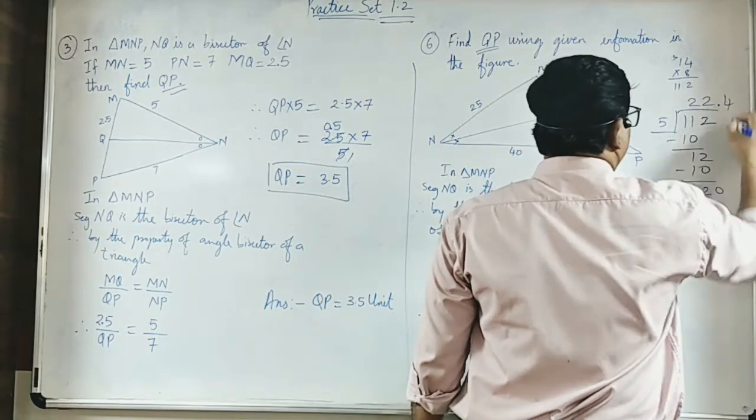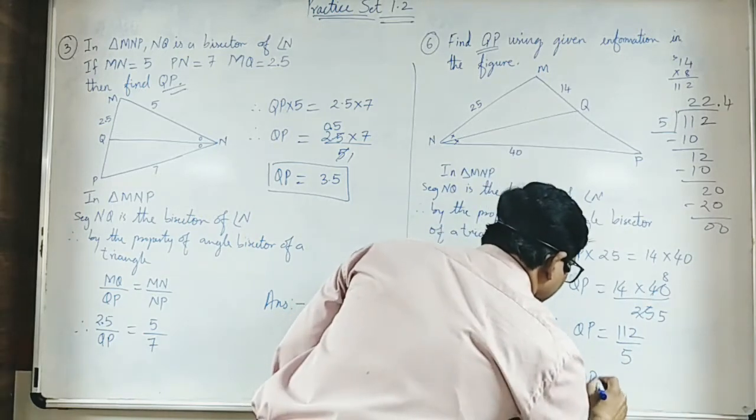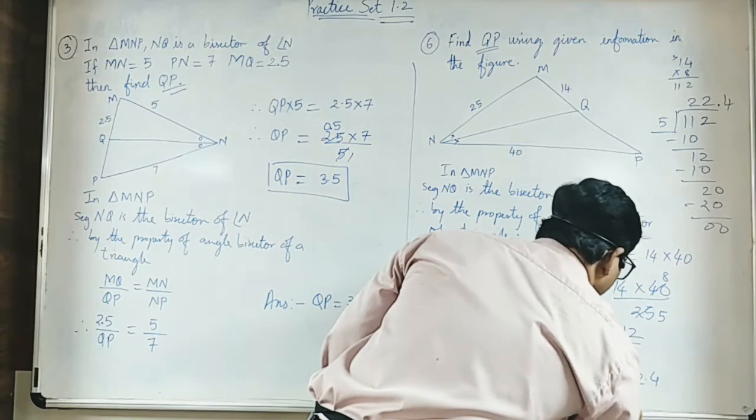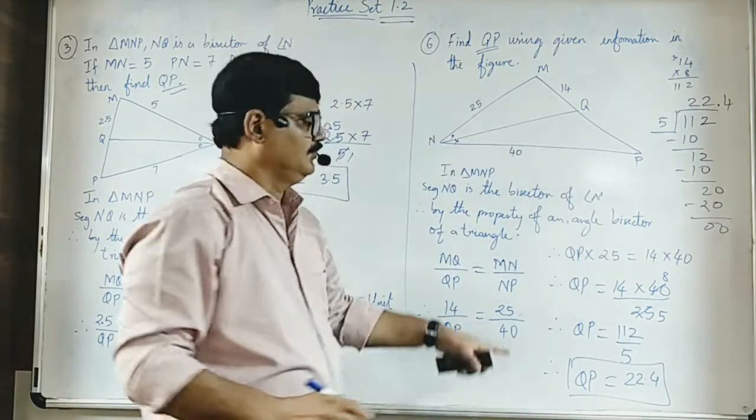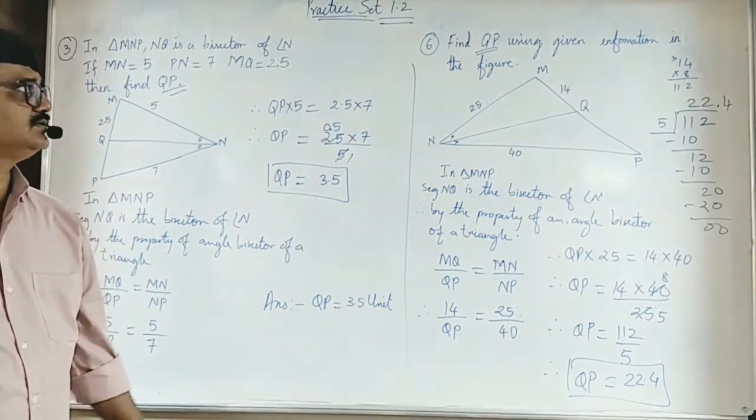5 4s are 20. So the value of QP you are getting over here is 22.4, and this is your final answer for this question. They told us to find the value of QP, and we got the value of QP. Okay, that's how we finish question number 6.